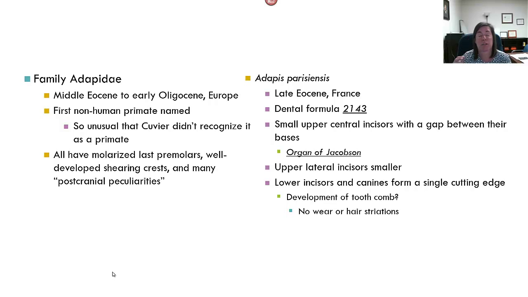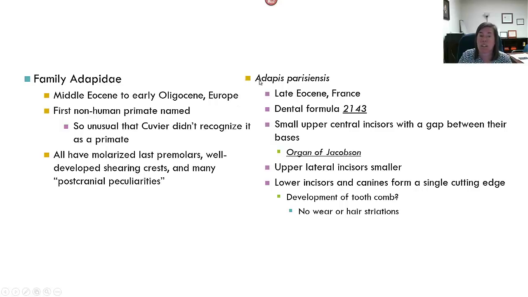This is from the middle of the Eocene up through early Oligocene, predominantly found in Europe. In fact, a member of the family Adapidae was the first non-human primate named. It was so unusual that Cuvier didn't recognize it as a primate. They all possessed molarized last premolars. So the premolar, instead of being a tiny little square, is an elongated square. They have well-developed shearing crests and a lot of postcranial peculiarities.